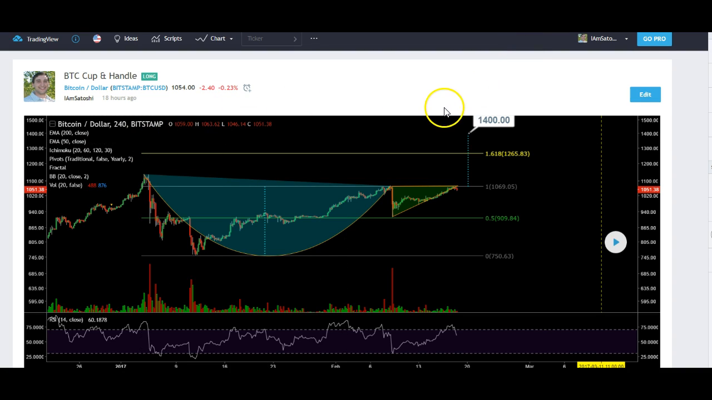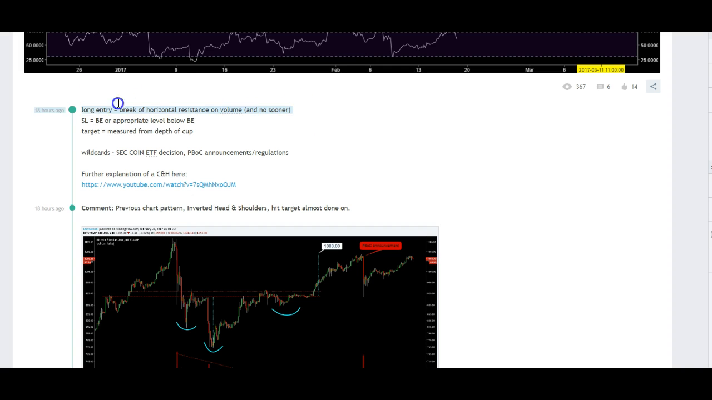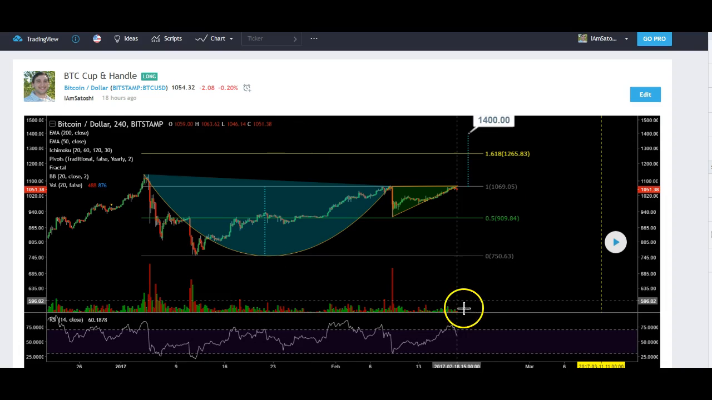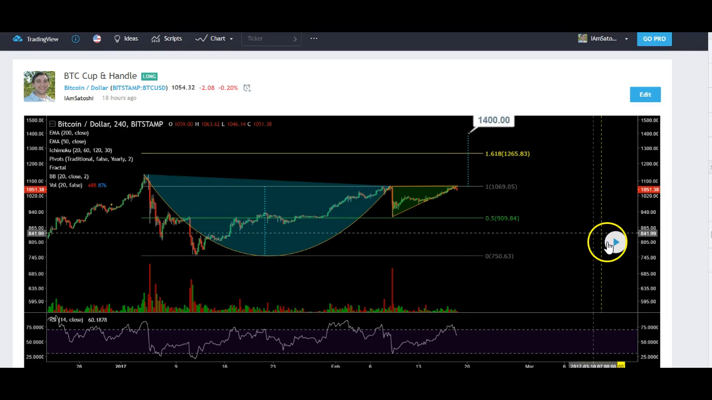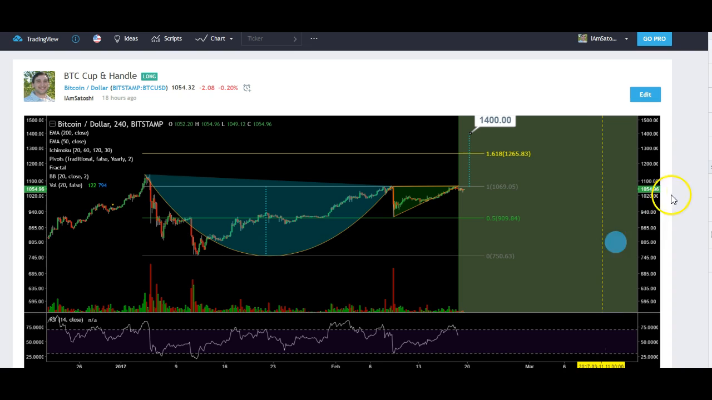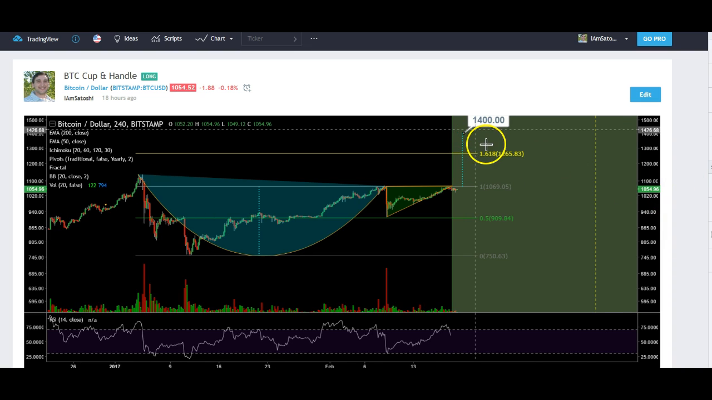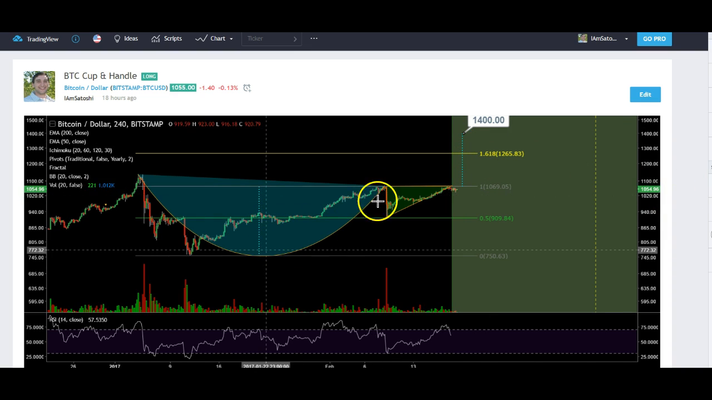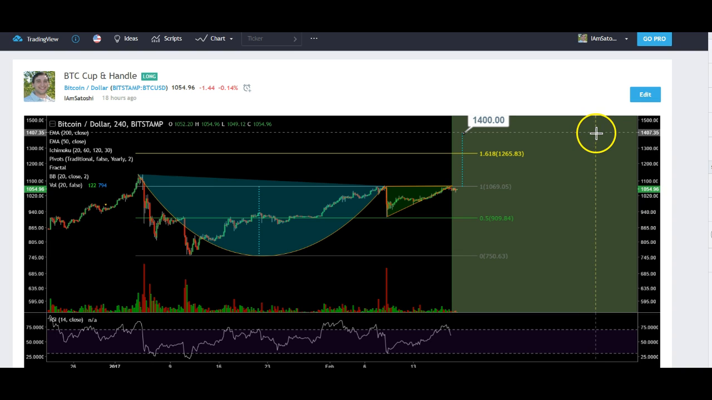And then lastly, there's a nice argument for a cup and handle on the daily. The most important thing is what you're waiting for. The entry is a break of horizontal resistance on volume and no sooner. You're waiting for a peak in volume with a break of the horizontal, and I publish this just so you can watch it as it goes along. The measured move would just conservatively be the depth of the cup upward, and that gives us a 1400 target. So whether or not we'll see that, or after the, again, I keep saying this, the Winklevi ETF decision.